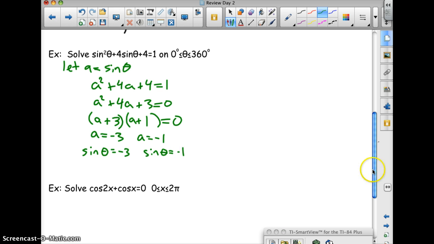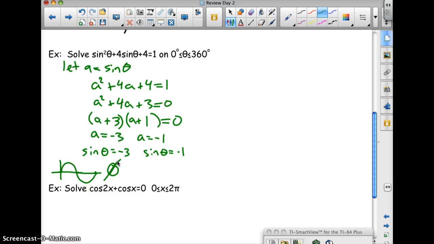Well, sine theta equals negative 3 right here. Well, you got to remember what the sine curve looks like. It goes from 0 up to 1, down to negative 1, 0, negative 1, back to 0. And negative 3 is like way down here. Okay, this is never going to happen. Okay, so if you have sine theta equal to something greater than 1 or less than negative 1, you're not going to have any solutions from that part of the problem.